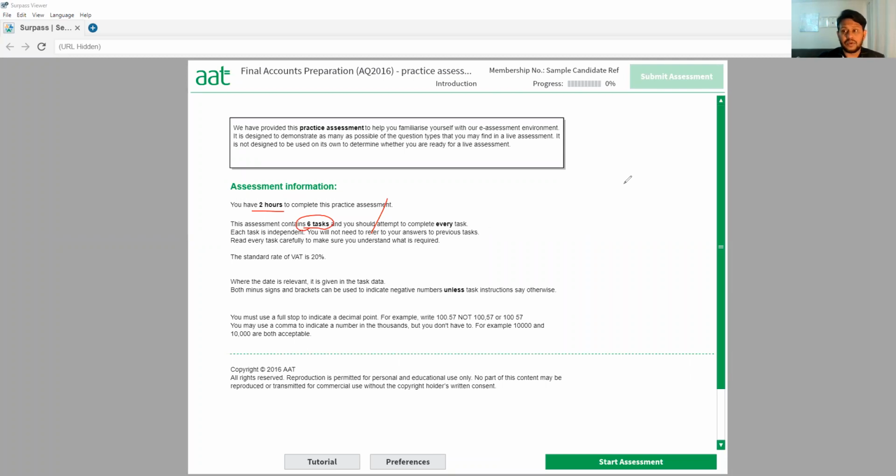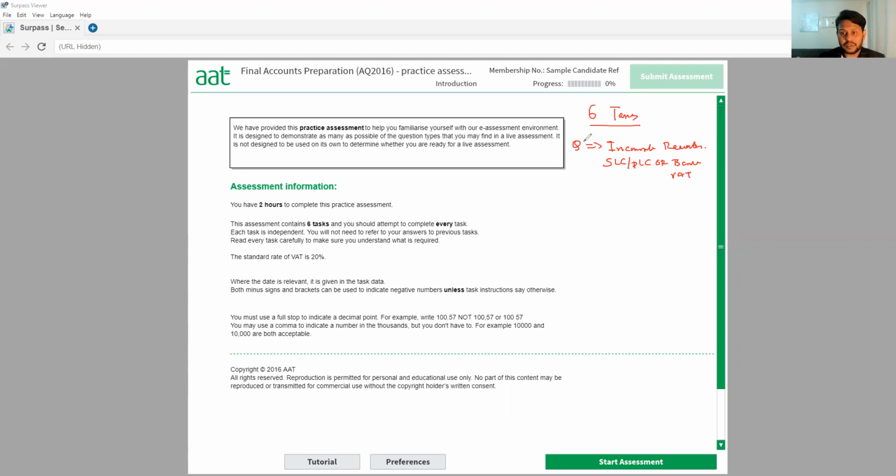The first question is always from incomplete records. So 6 tasks we're going to see in the exam. Question number 1 that we're going to see is from incomplete records. Now in this incomplete records question, we're going to see either sales ledger control or purchase ledger control or bank and VAT. This is the normal practice question that comes in the exam.